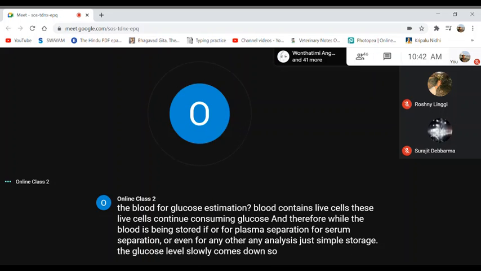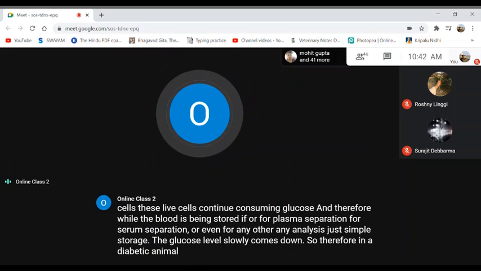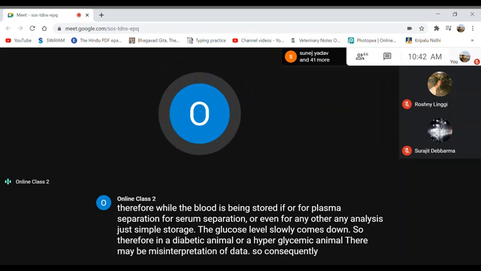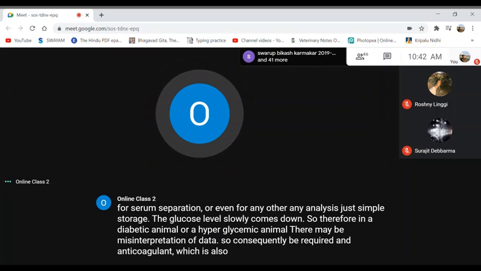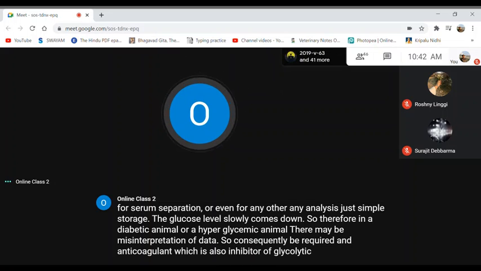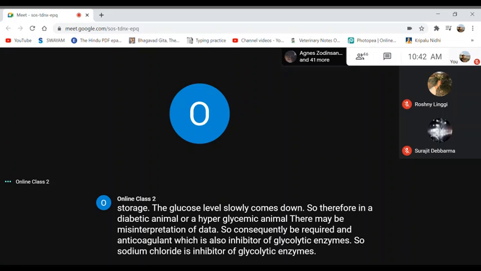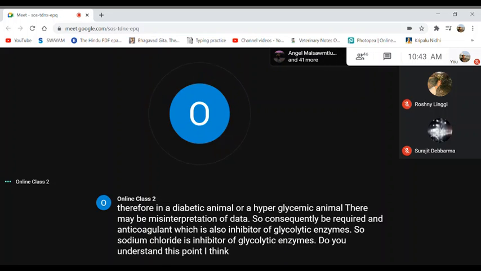So in a diabetic animal or a hyperglycemic animal, there may be misinterpretation of data. Consequently, we require an anticoagulant which is also an inhibitor of glycolytic enzymes. Sodium fluoride is an inhibitor of glycolytic enzymes. Do you understand this point? So it is best for glucose estimation.